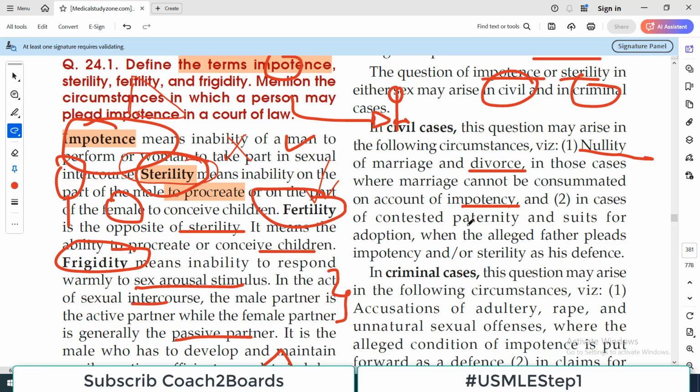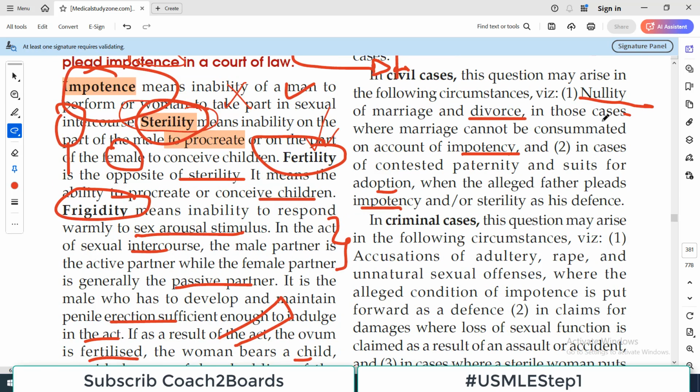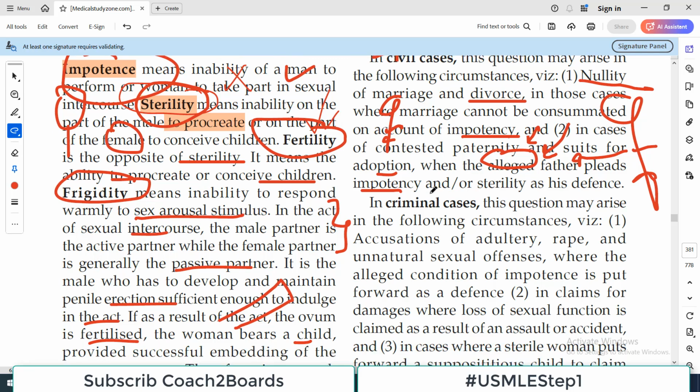In case of contested paternity and suits for adoption, when the alleged father pleads impotency or sterility as his defense. So now here is a scenario when there is a female and she gives birth to a little beautiful baby, but the father says that I am impotent. So agar main impotent hun to maine sexual activity ki nahi, to ye baby kahan se aaya? So ye dispute ke cases court mein aate hain commonly, theek hai?